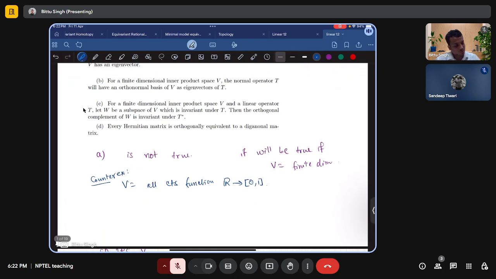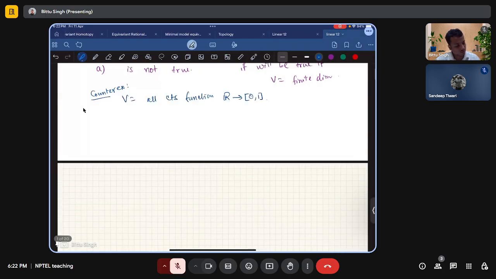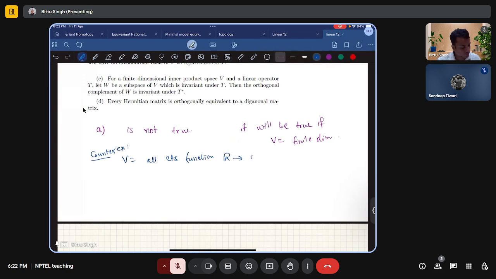Or maybe R to R, there is no issue. So if we define the inner product of f and g by the integral of f times g bar dt, where f and g are functions of t from 0 to 1, and consider the linear operator T defined by T of f equals t times f, f applied on t.